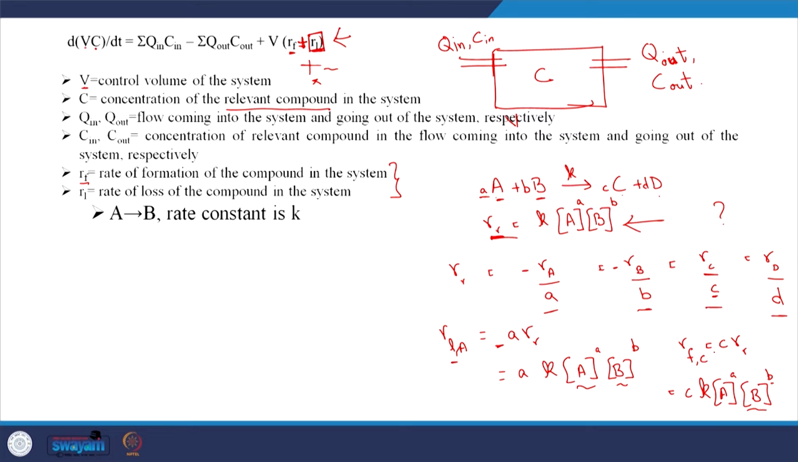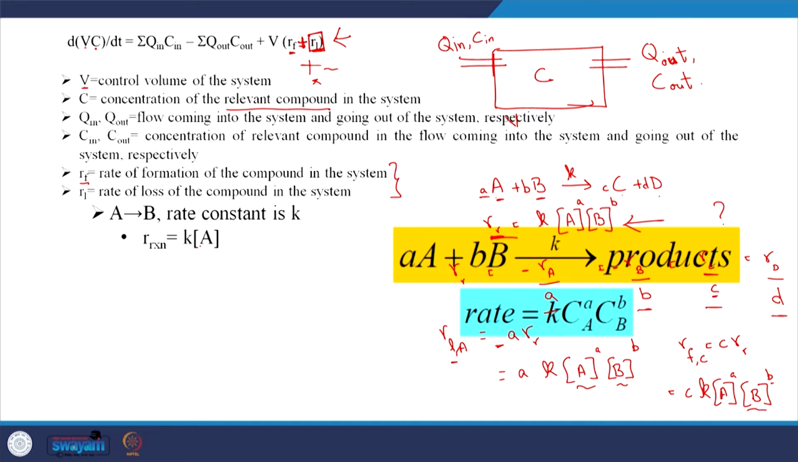So, what do we have? I guess we have more or less a review of what we just discussed. A goes to B, rate constant is K, rate of the reaction is rate constant K times the concentration of the reactants, which is A, right.